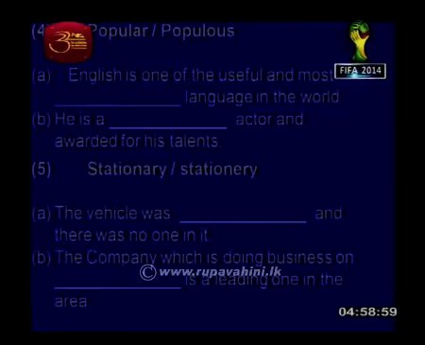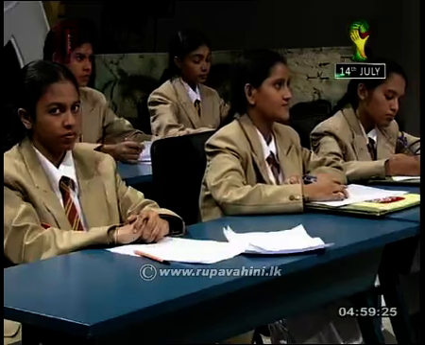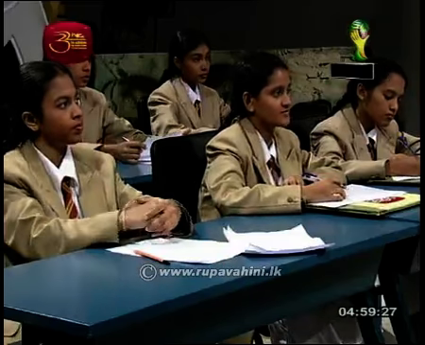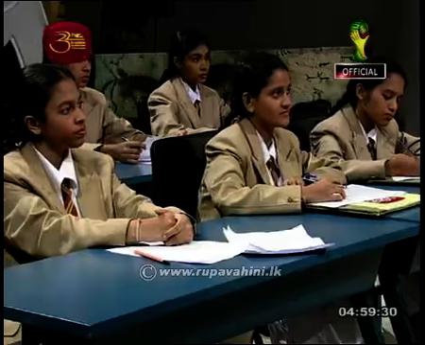The next one, the company which is doing business on stationery, lipidravya. First one, station, stationary. Railway station, bus station means stopping place. Here the second one is stationery, lipidravya. Did you get the idea? Will you go wrong? No. Hereafter, you shouldn't go wrong. You have to be very, very sure of these two words.